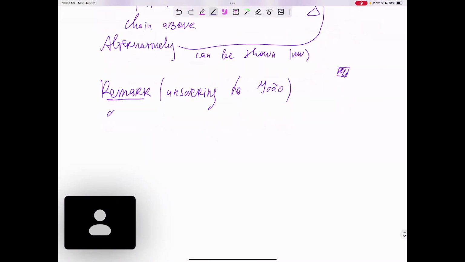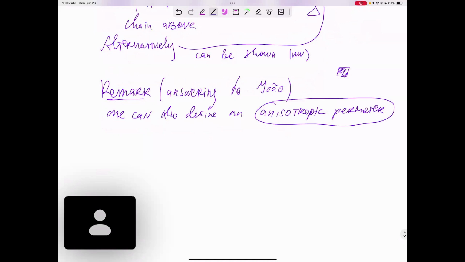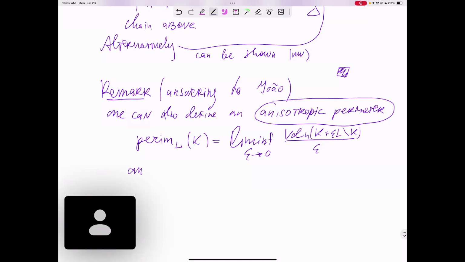Answering you, indeed one can also define a so-called anisotropic perimeter, not with respect to a ball, but with respect to any set. This will be the perimeter with index L of K, which is the liminf as epsilon goes to 0 of the volume of K plus epsilon L minus the volume of K, over epsilon. And you also get an inequality. So yes, this is absolutely correct.